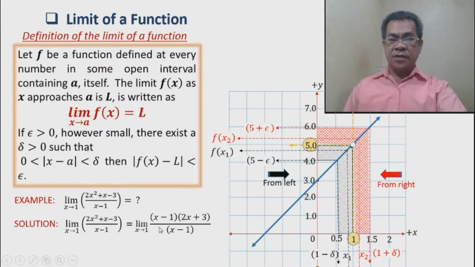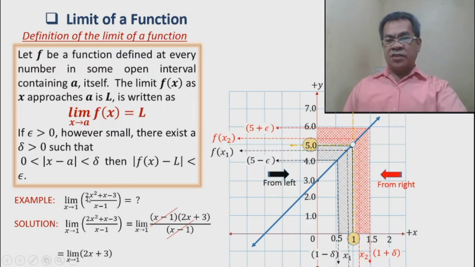Okay? So the binomials are x minus 1 times 2x plus 1. You have to recall again your ability in factoring. If we factor 2x squared plus x minus 3, it will result in x minus 1 times 2x plus 3. So therefore, look at this one. You can cancel x minus 1. So this can be cancelled, eliminated, and we can reduce the function into 2x plus 3.